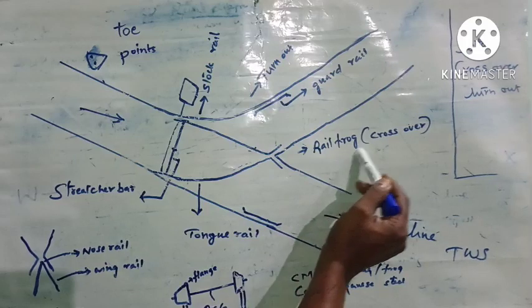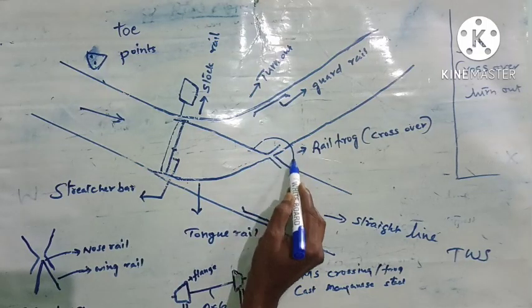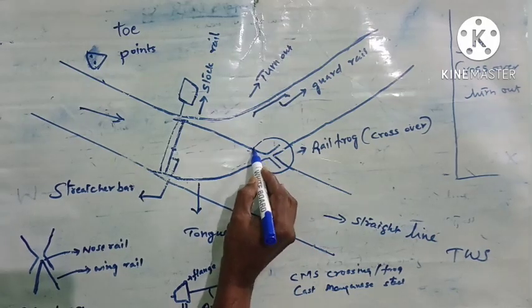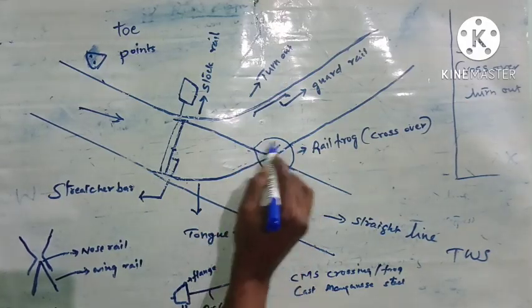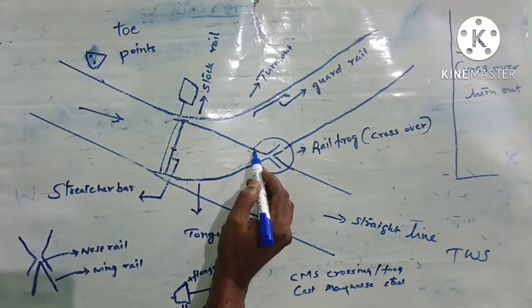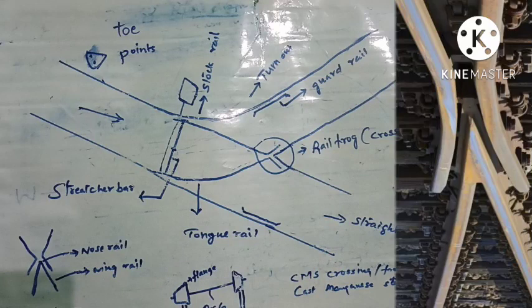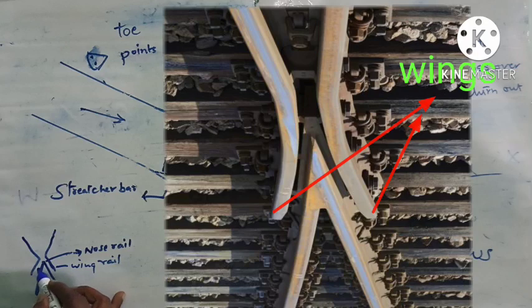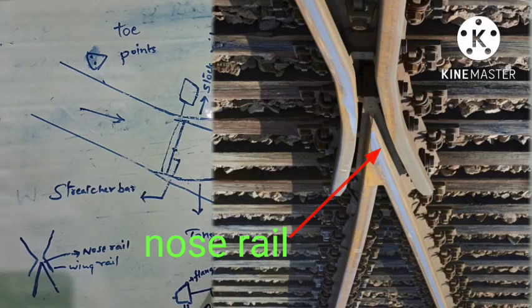Now let us come to the rail frog or crossover. See here, this much portion is called the rail frog or crossover. At this point, this point, this point and this point, in all these four areas there will be fish plate joints. So this one is called the rail frog or crossover. A crossover will have a nose rail and also two wing rails. These two are wing rails and this is the nose rail. Here it is called the nose of the rail frog.